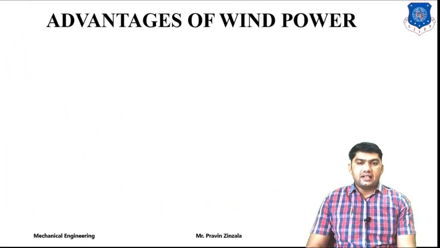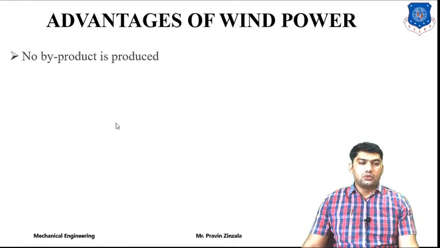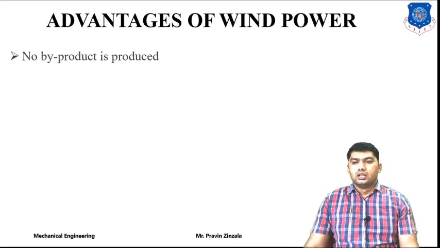Next are the advantages of wind turbines. The first advantage is that no byproduct is produced, because the wind is available free of cost and there is no extra production or byproduct. So it has minimum pollution compared to a thermal power plant, because in a thermal power plant the byproduct is ash content or polluted sources, which may affect the atmosphere.